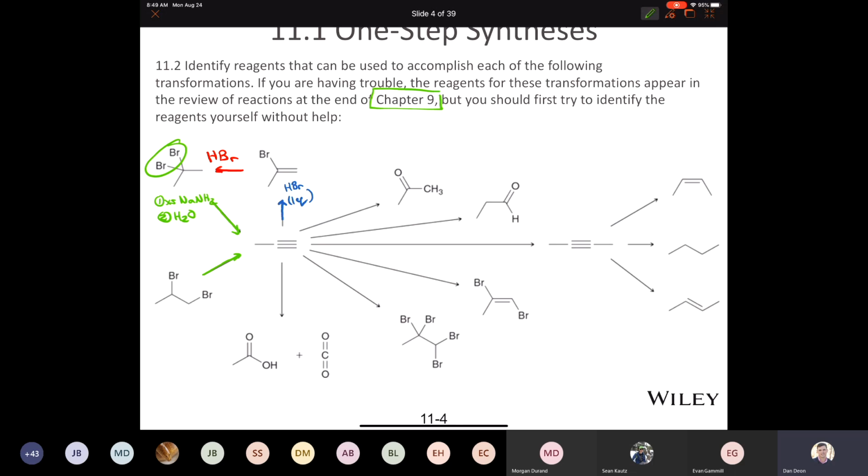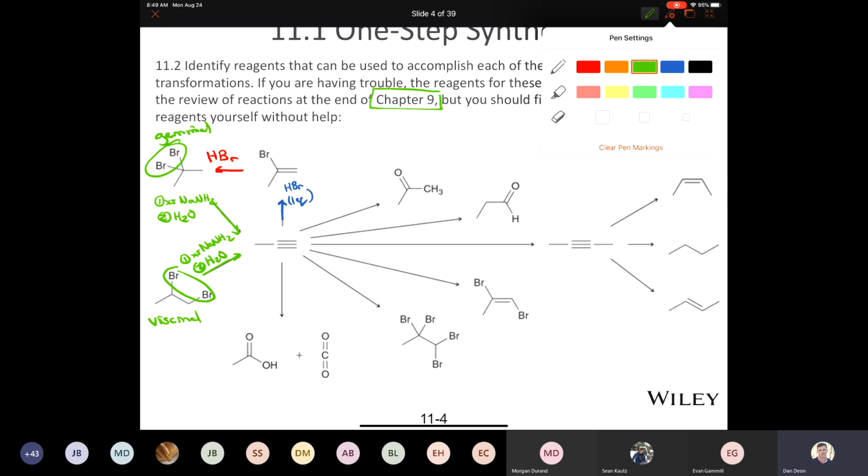The same thing applies to this reaction here. Remember, the relationship between these two bromines is that they are geminal. The relationship between these two bromines is that they are vicinal. But either way, the reaction is the same. We would use an excess of sodium amide, and then we would throw water on it, like that. There you have it, folks.